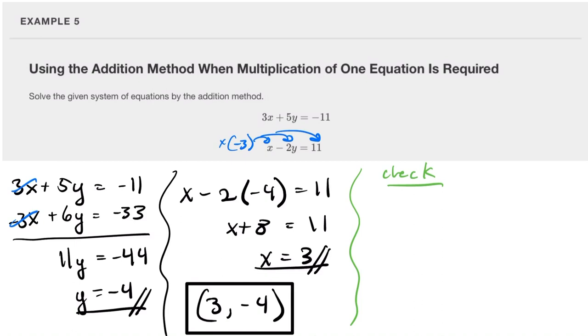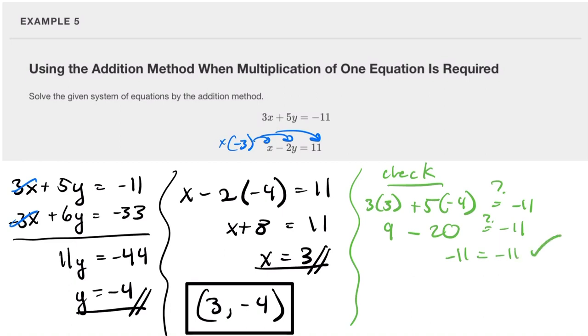But I do want to showcase this and show you that it works, so that's why I'm writing it out. Okay, so for the first one, we've got 3 times 3 plus 5 times negative 4. The question is, does that equal negative 11? That's 9 minus 20. Does that equal negative 11? Negative 11 equals negative 11, okay?